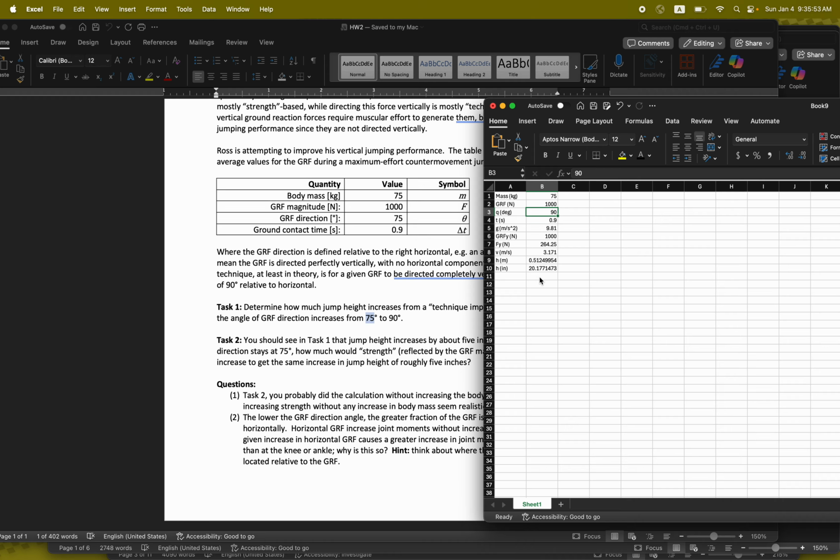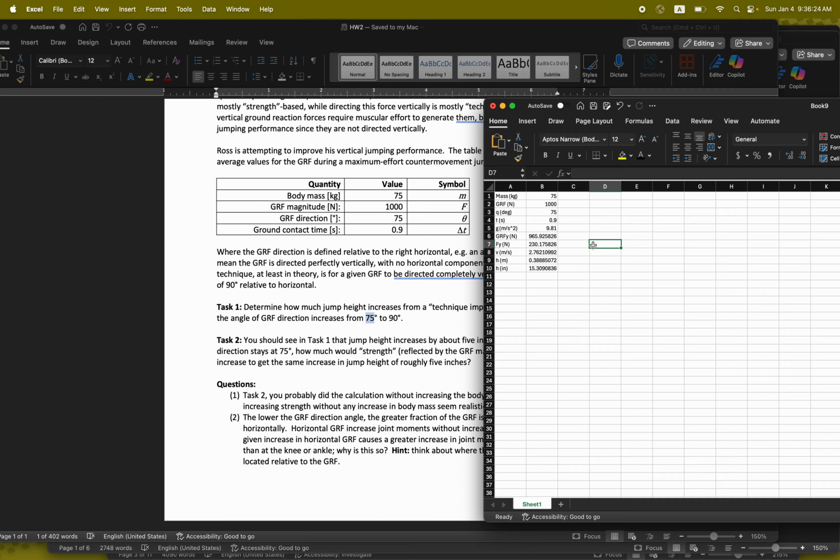All right, so it can give you kind of an assessment of improving my technique here from 75 degrees to 90 degrees, and there I got about a 5-inch increase in jump height. How much, like what's the increase in strength there? Are we talking like a 1%, 2%, 10%, 5%? How much does my strength have to increase, reflected by a greater ground reaction force there, to get that same increase in jump height if I didn't improve my technique at all, and if I just keep my strength there.